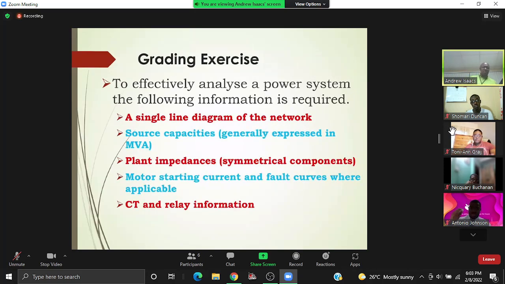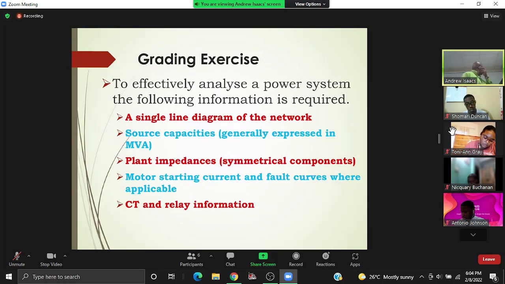So for the exercise, I've alternated them in red and blue because I want to be clear in your mind about this. Before you start a grading exercise, these are the things that you must have. You must have a single line diagram of the network that you're going to be looking at. Two, you must have the capacity of the source. What's the capacity of the source within the network? Thirdly, you want the symmetrical impedances, the plant impedances, symmetrical components.